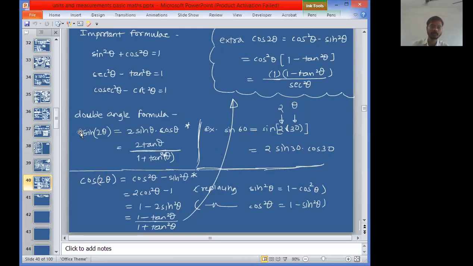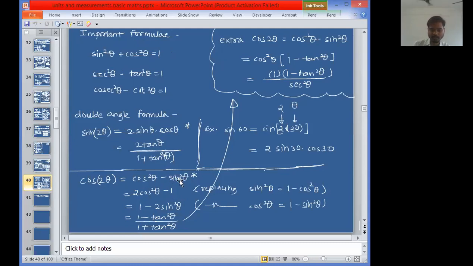Okay. Similarly, you have the cos 2 theta formula. If you remember one formula, cos square theta minus sin square theta, you can derive all the remaining three formulae. How? The first is cos square theta minus sin square theta, the basic formula. Now, if you replace cos square theta by 1 minus sin square theta, then you will get a formula in terms of sin square.